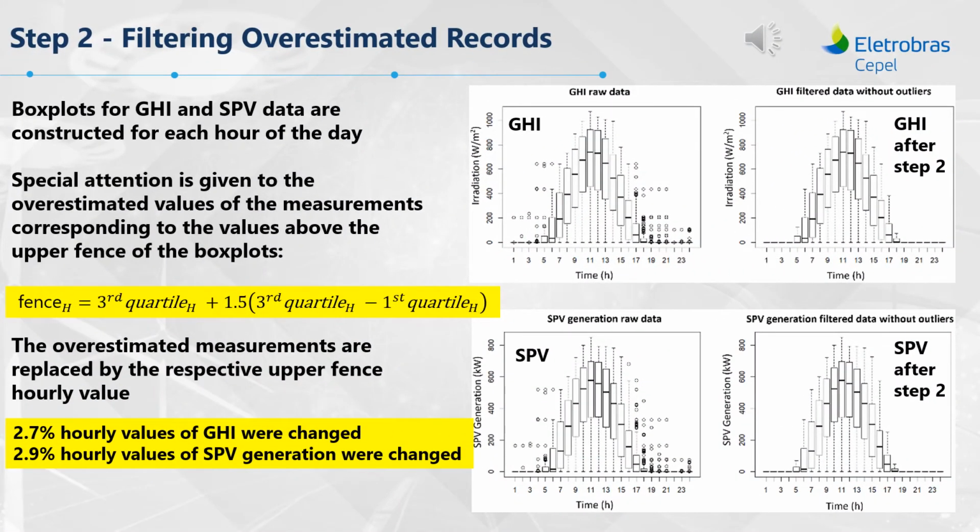These figures show the box plots for GHI and SPV data for each hour of the day. Special attention is given to the overestimated values of the measurement. The values above the upper fence of the box plot are replaced by the respective upper fence hourly values. As illustrated by the box plots, in this stage, the gross outliers were removed. Almost 3% of GHI and SPV data were replaced.